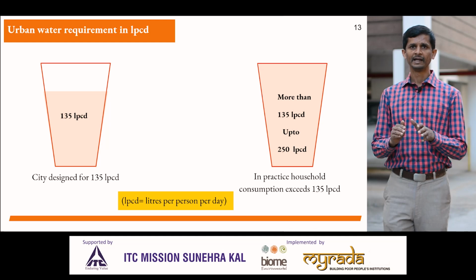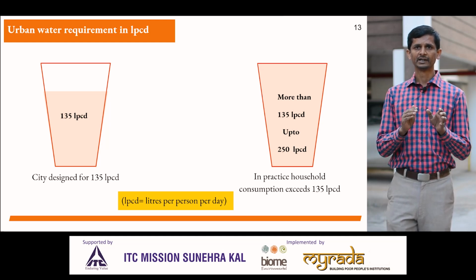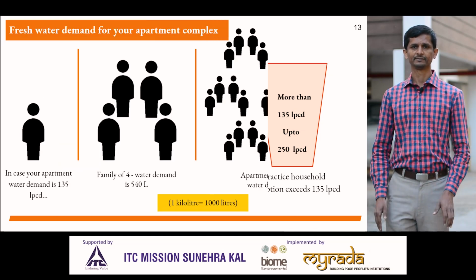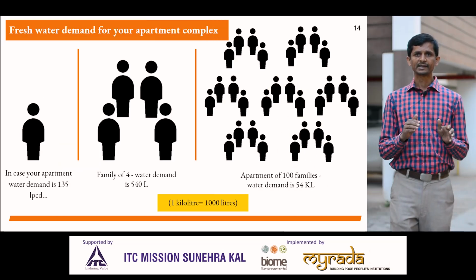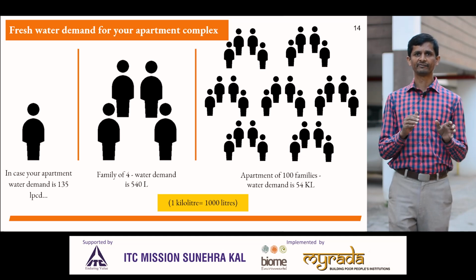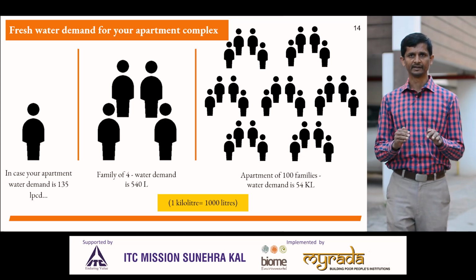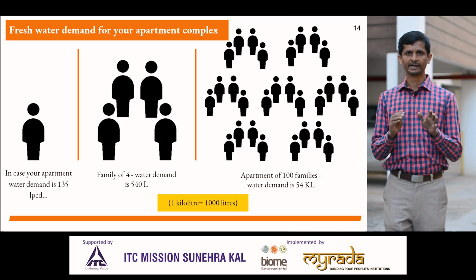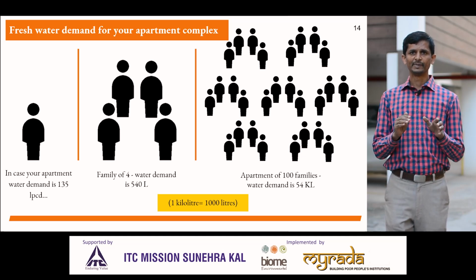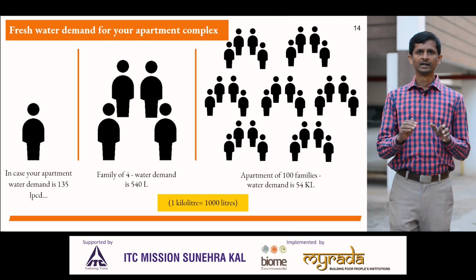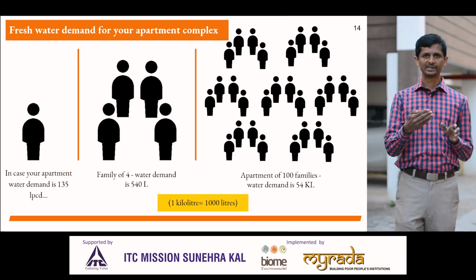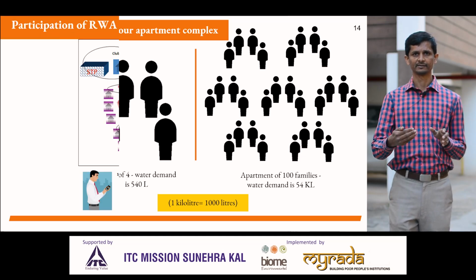540 liters per day and likewise for the whole apartment with total number of unit families, 54 KL will be required. In urban areas, per person daily demand is designed for 135 litre per capita per day. But we have observed that the consumption is sometimes up to 250 to 300 litre per capita per day. For sustainable water management, it is very important to bring down the consumption to 135 LPCD or lower through the interventions which will be discussed further.